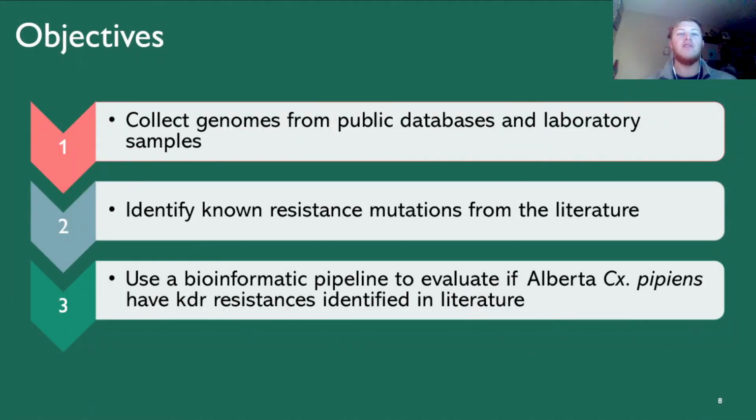We do this through these objectives of collecting genomes from public databases and lab samples, identifying known resistance mutations from the literature, and using a bioinformatic pipeline to evaluate if Culex pipiens have knockdown resistance identified in the literature.